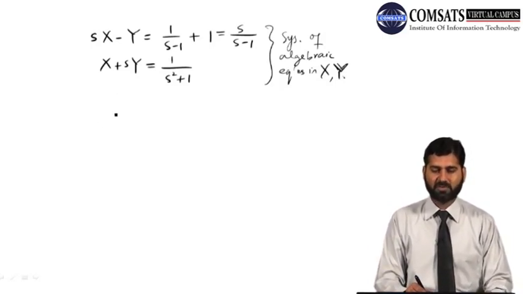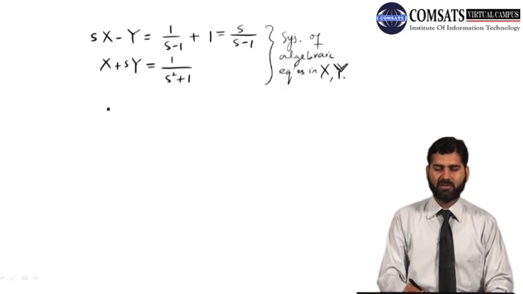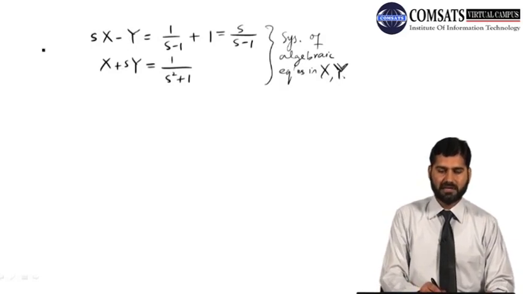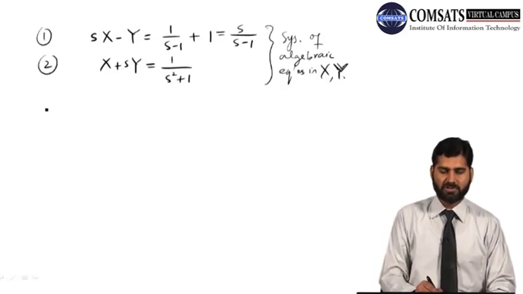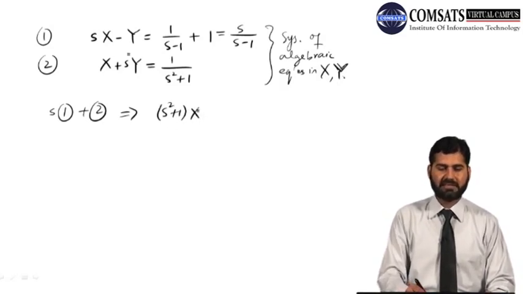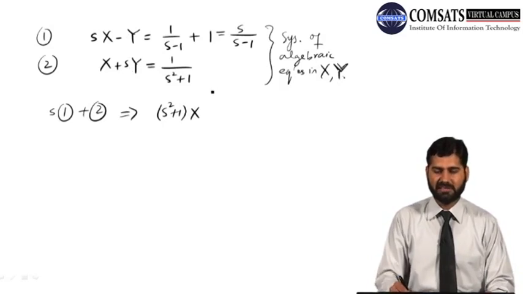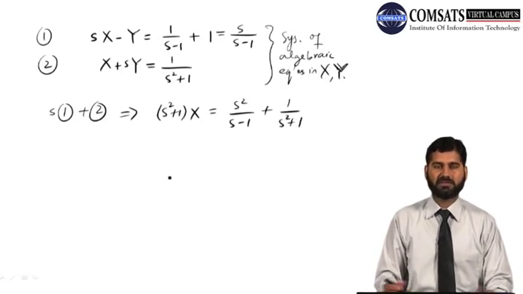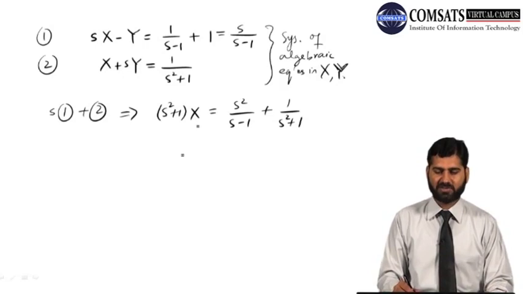So if you solve for X and Y, what you can do is multiply by s and add. Let's call it 1 and let's call it 2. If you multiply 1 by s and add it to 2, you will get (s square plus 1) X, and the sY and sY terms will be cancelled, and this will be equal to s square over s minus 1 plus 1 over s square plus 1. Right? So Y is gone, so you got X only.